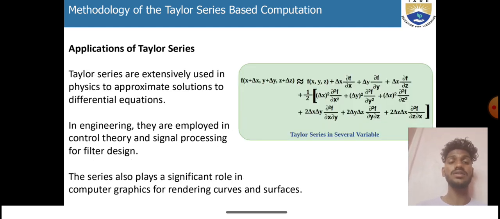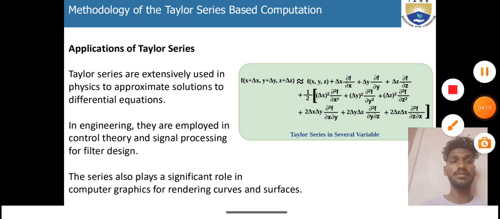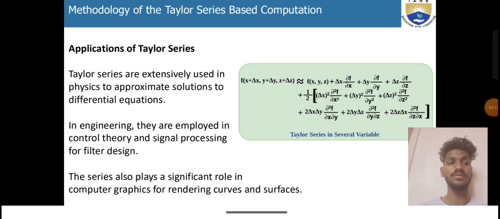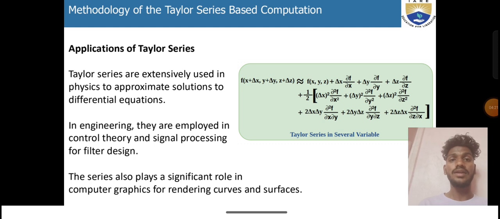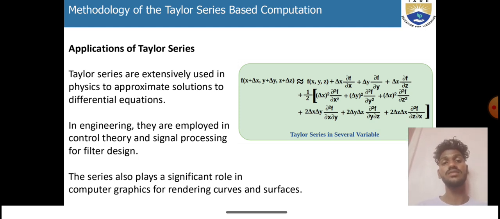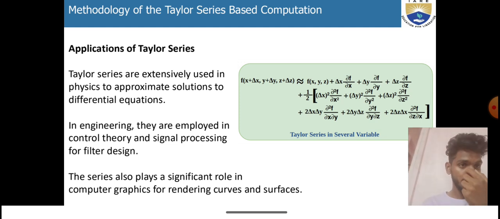Next, application of Taylor series. Taylor series are used in physics to approximate solutions to different equations.